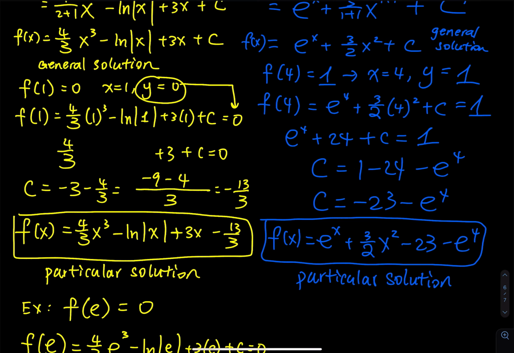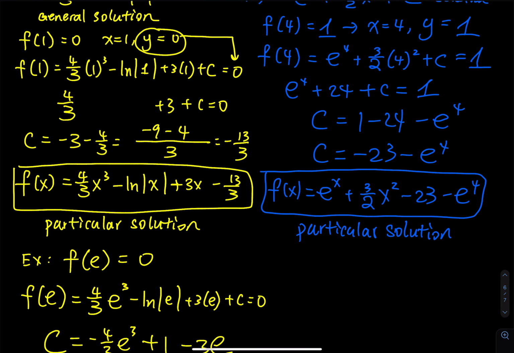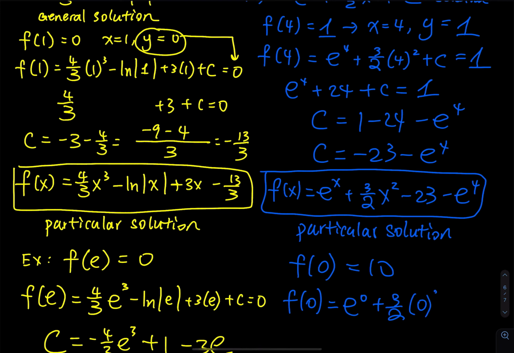Let's try a different initial value. How about this? How about f of 0 is equal to 10? How do you find a different constant value? So this one will be f of 0 equals e to the 0th power, right? And then plus 3 over 2 times 0 squared, and then plus c equals 10.